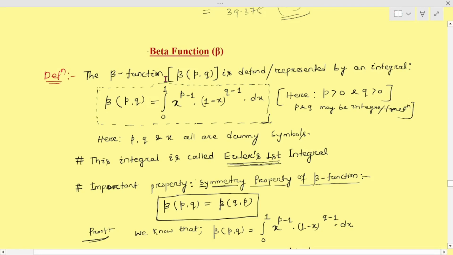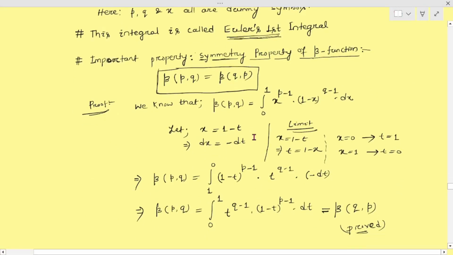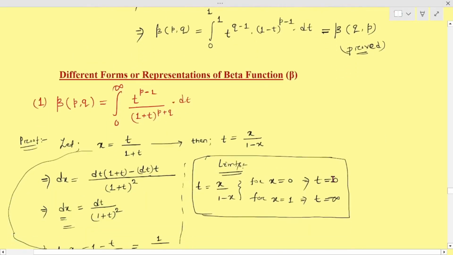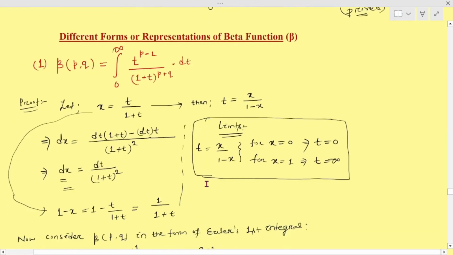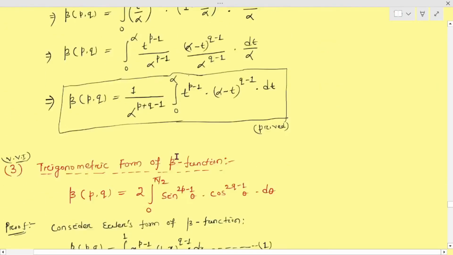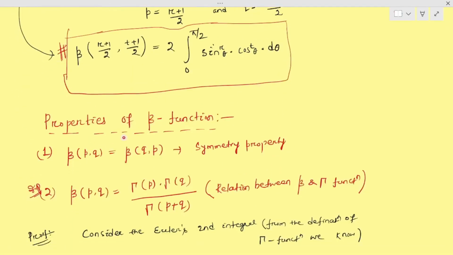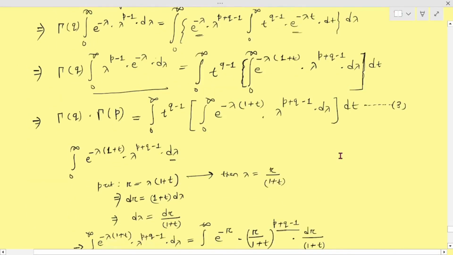In our last class, we discussed the beta function. We discussed the definition of the beta function. Then we discussed the symmetry property of beta function, that is beta(p,q) equal to beta(q,p), and we also proved that property. Then we discussed different forms or representations of beta function. Here we discussed this one as the first form, this is another form, and this is the trigonometric form. Three forms we have discussed. Then we discussed properties of beta function, the symmetry property and the relation between beta and gamma function. This much we have discussed.